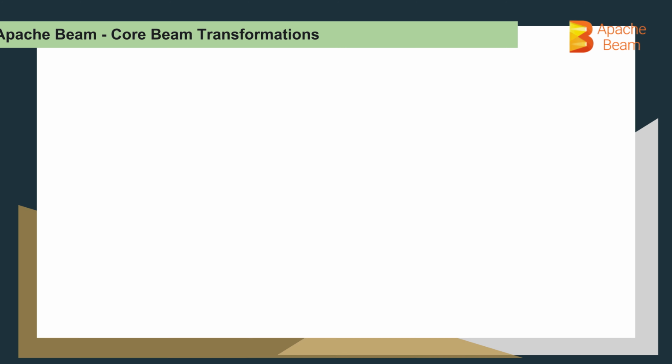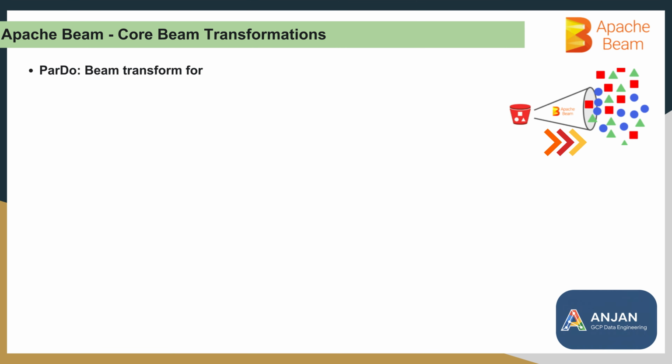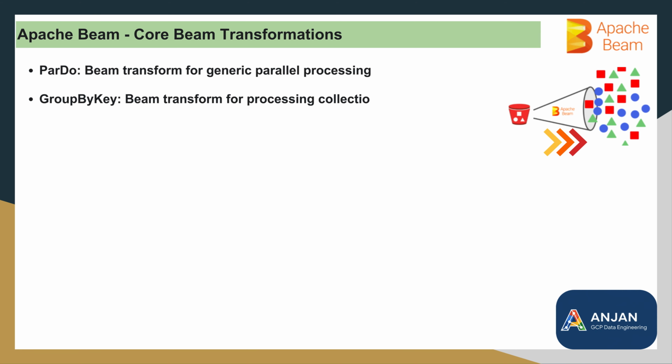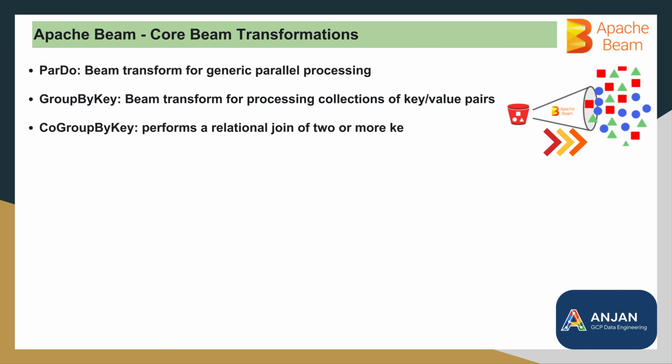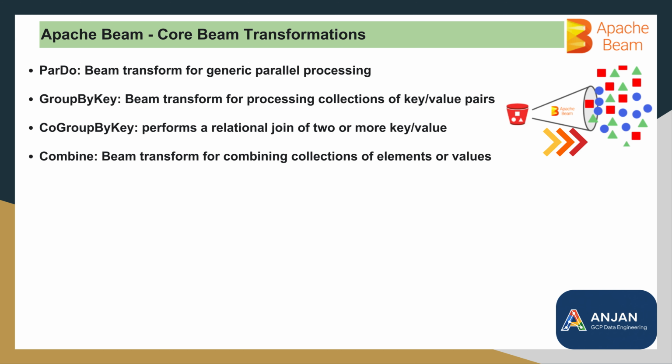Let's quickly go through important core Apache Beam transformations. ParDo, Beam transform for generic parallel processing. GroupByKey, Beam transform for processing collections of key-value pairs. CoGroupByKey performs a relational join of two or more key-value collections. Combine, Beam transform for combining collections of elements or values in your data.